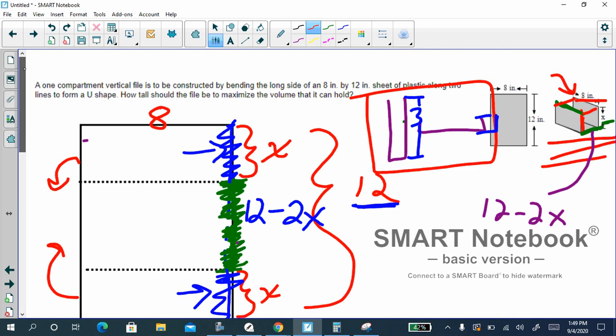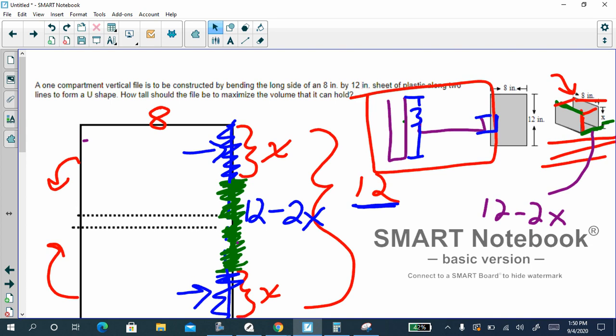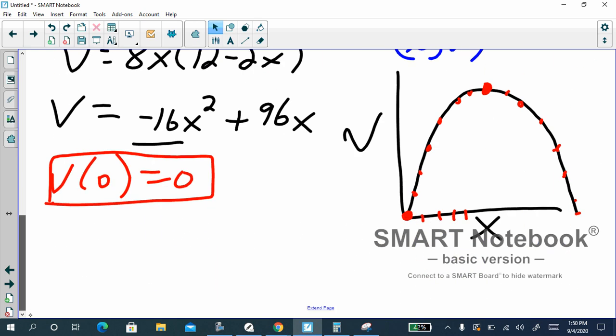And in fact, if we were to put our crease right in the middle, imagine folding a piece of paper in half, then we would not have any volume. We would have a width and a height, but we would have no thickness. We would have a thickness of 0. So if we had a thickness of 0, no volume. So that's what that point represents. So our maximum is going to be somewhere in the middle.